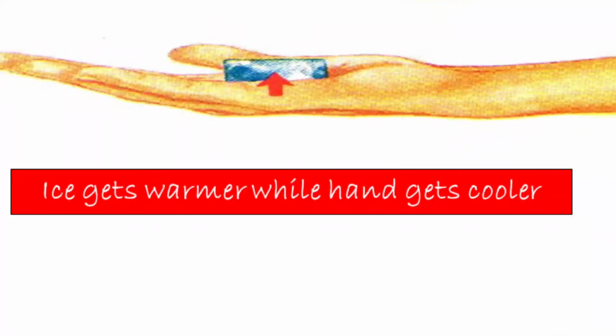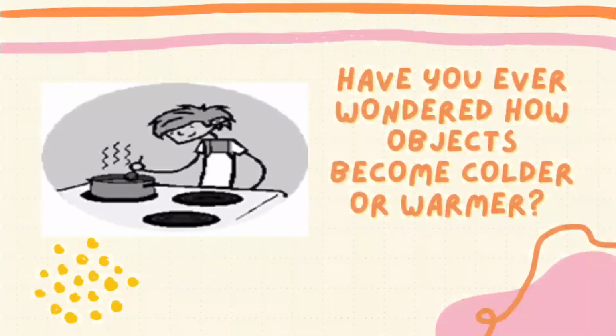For the first part of this lesson, try to hold an ice cube in your hand. After a while, the warmth of your hand is replaced by a cold sensation. You may say that the heat escaped from your hand. However, the coldness of your hand is due to the lowering of the temperature caused by the energy that transferred from your hand to the ice. So, have you ever wondered how objects become colder and warmer?